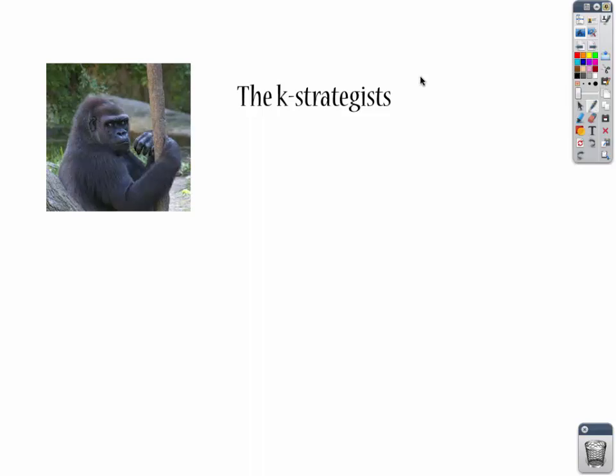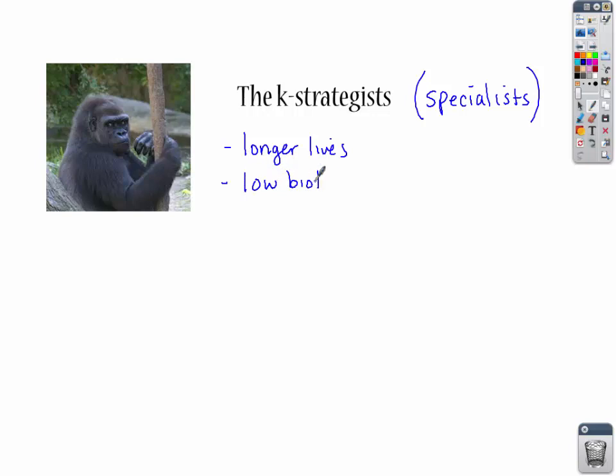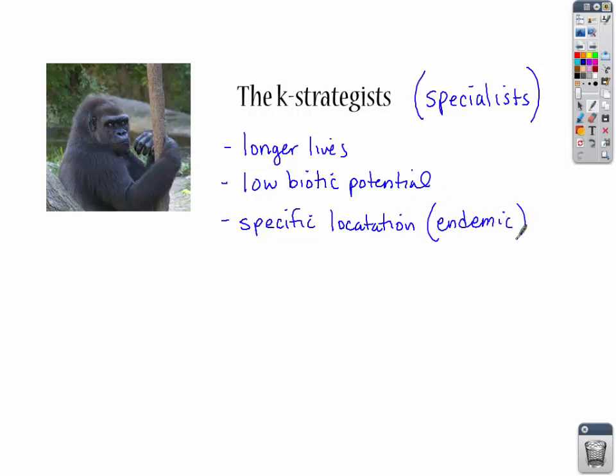All right, this is actually the complete opposite. The K strategists are what we call specialists. Opposite from the R strategists, usually have longer lives, have low biotic potential. They typically care for their young because they have low biotic potential. They are in very specific locations. A lot of these are what we call the endemic species. All right, and then most importantly, I guess, would be they have very specific food requirements, which goes along with specific locations.